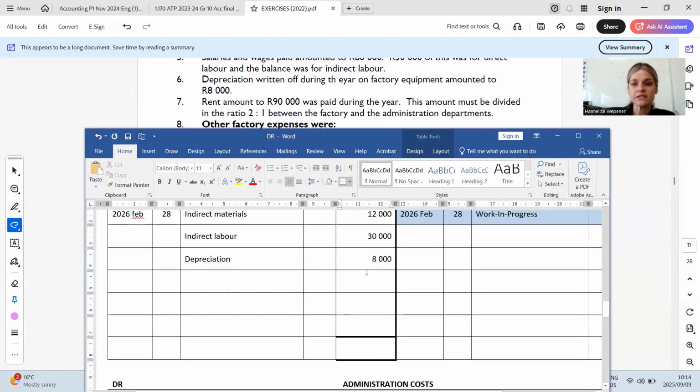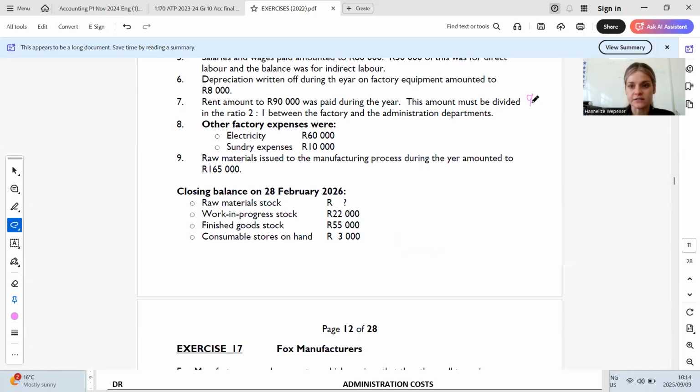So you had a total cost of 90,000, right? You must now split this between factory and admin. So in other words, how many portions do you have? You have 3 portions that you have to now allocate between the different sections. So the 90,000, let me write here, 90,000.